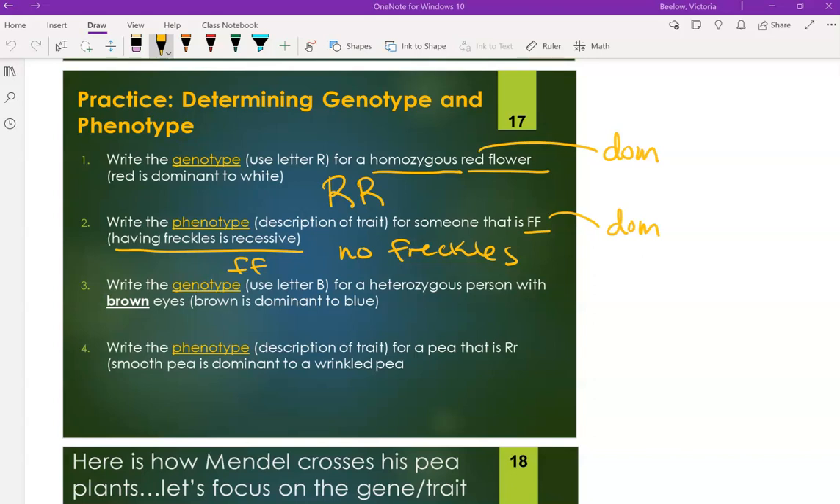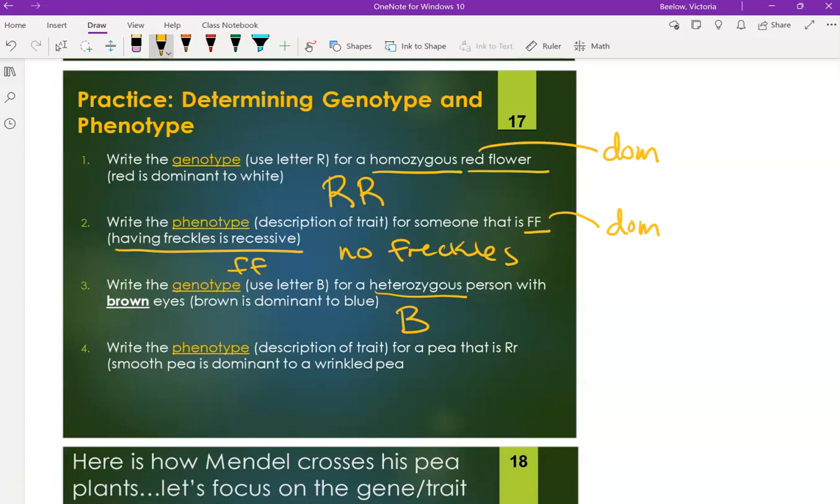I'm continuing from where I left off in the first video, going over genotype and phenotype. Question number 3 is asking, write the genotype, use the letter B for a heterozygous person with brown eyes. Brown is dominant to blue. So if the person has brown eyes, that's the dominant color, so it definitely has to be a capital B.